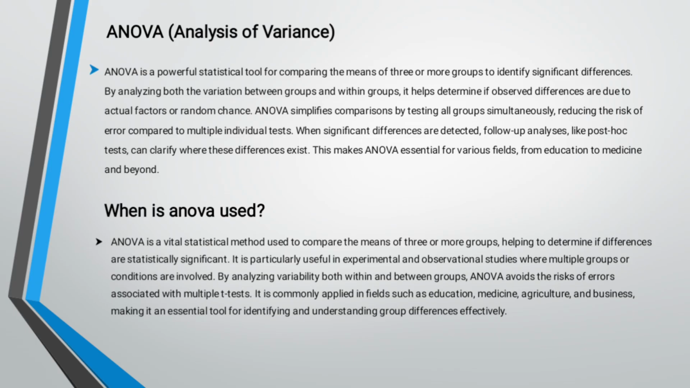ANOVA, Analysis of Variance. ANOVA is a powerful statistical tool for comparing the means of three or more groups and identifying significant differences by analyzing both variation between groups and within groups. It helps determine if observed differences are due to actual factors or random chance.